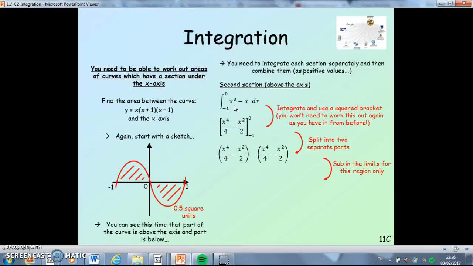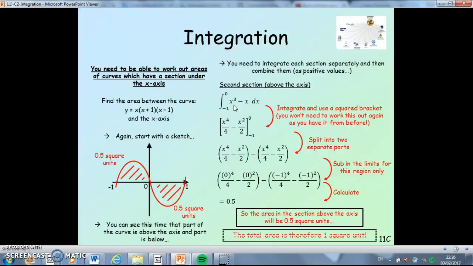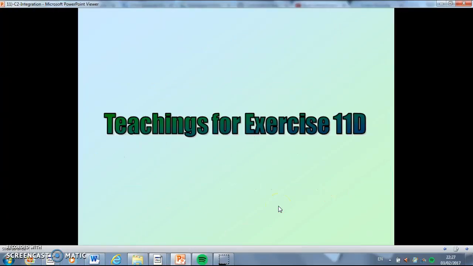It's very important that you don't forget to do them separately as 2 areas. So as we said, the total area would therefore be 1 square unit, because 0.5 plus 0.5 units is obviously 1 square unit.